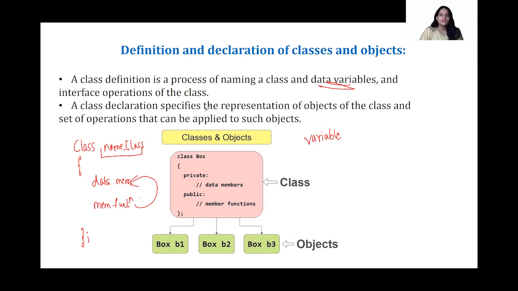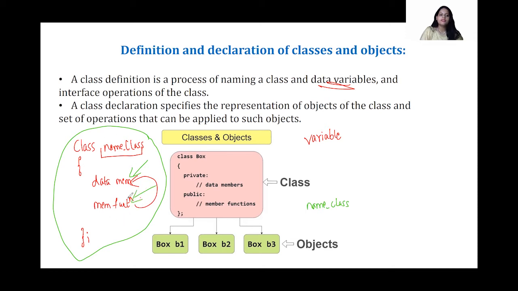A class declaration specifies the representation of objects of the class and the set of operations that can be applied to such objects. Once we declare a class like this, I can create as many objects of this class as I need. Suppose this is a class named name, then this is going to be a user-defined data type. Why are classes called user-defined data types? Because now this becomes a particular data type where I can add whatever data members and member functions I want, isn't it?